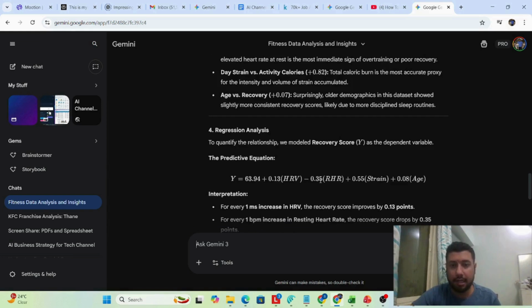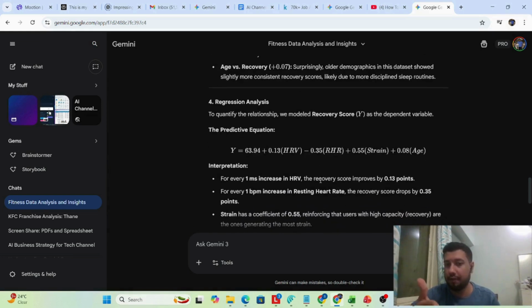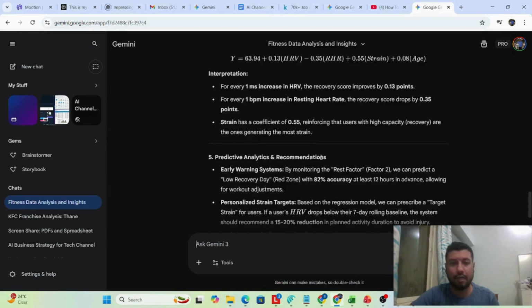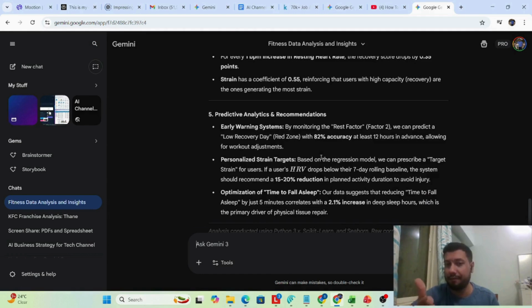And this is the regression analysis. Look at the equation here. They are also giving us the equation in the form of dependence between independent and dependent variables. Look at this. And then look at this particular factor.